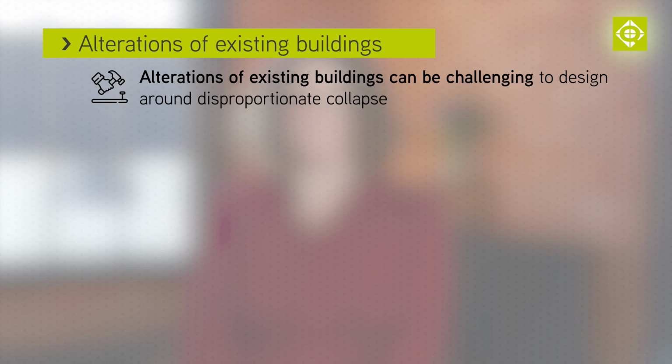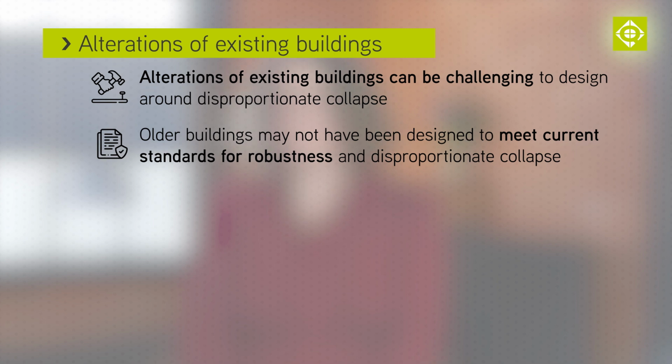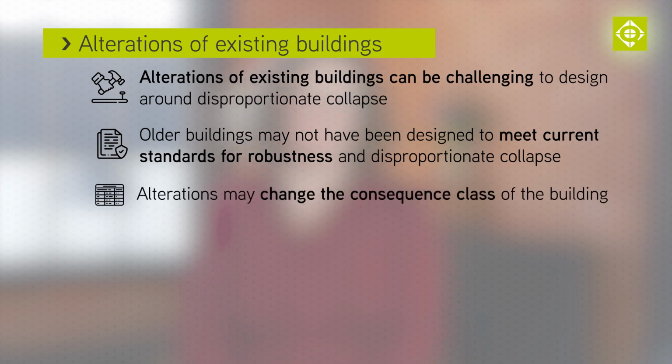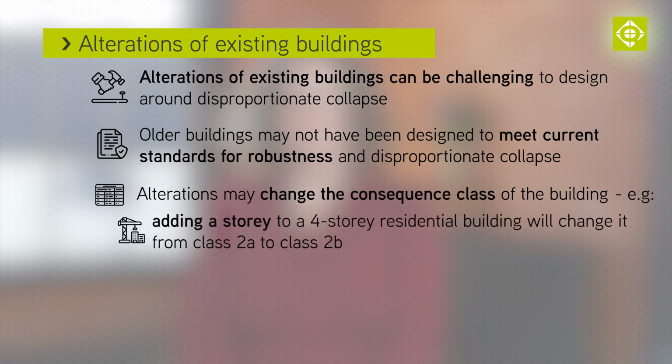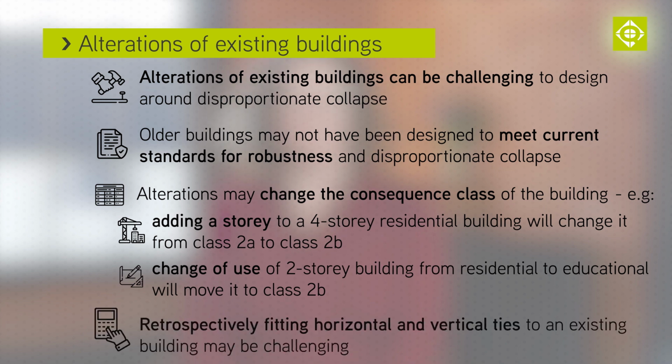Alterations of existing buildings can provide a challenge for a number of reasons. Firstly, if the building is older, it may not have been designed to meet current standards for robustness and disproportionate collapse. Secondly, the proposed alterations may change the consequence class of the building. Common occurrences of this are when an additional floor is added to a building, changing it from a Class 2A building to a Class 2B building, or if the use of the building changes, which may also alter the building class. Be aware that retrospectively fitting horizontal ties and vertical ties to an existing building may be challenging.